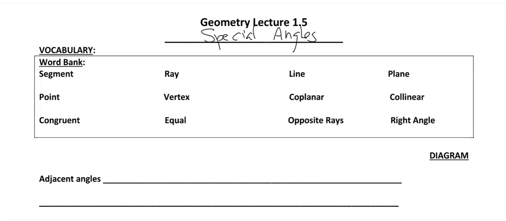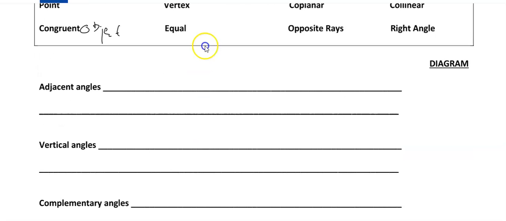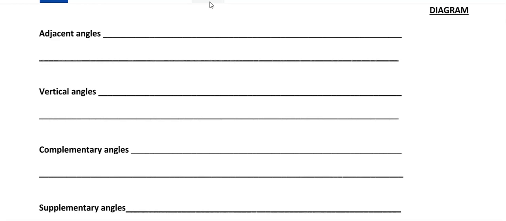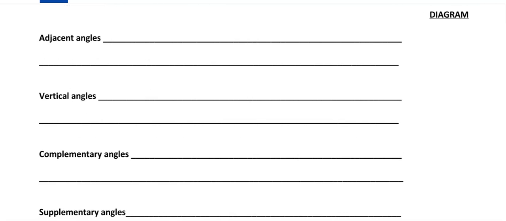Okay, we talked about congruent versus equal. Congruent is talking about the actual object, and equal is talking about their measures. So now what we're doing is we're going to be talking about some different angles. Okay. First things first, we're going to talk about adjacent angles. Here's an example of adjacent angles.